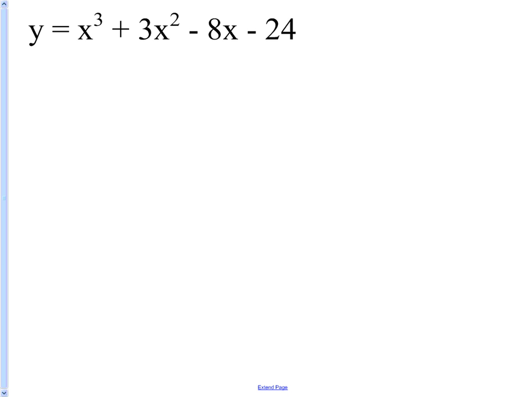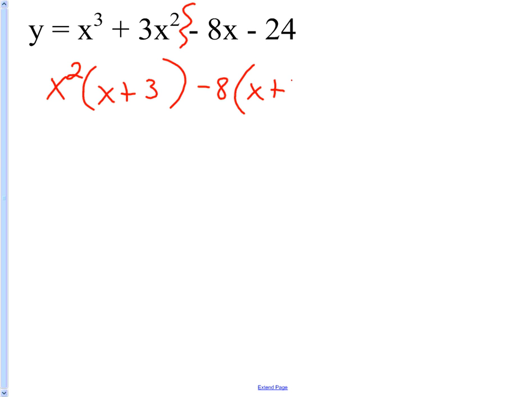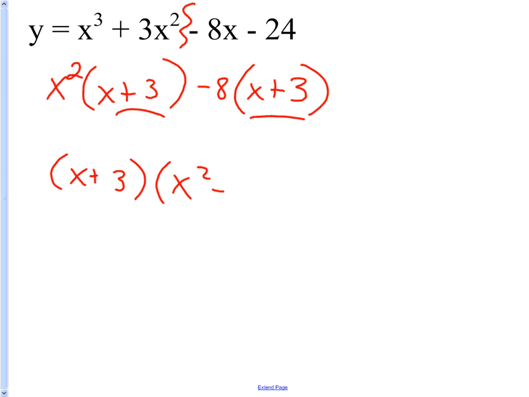Okay, here's what I would have done. It's another one of these where I should divide it in 2 parts. X squared comes out, x plus 3, and then what can factor out of that? Negative 8 can come out of that, and I'll have x plus 3, and ooh, it's in common. It comes out to the front, x plus 3, and then x squared minus 8 is left after these guys come up to the front.